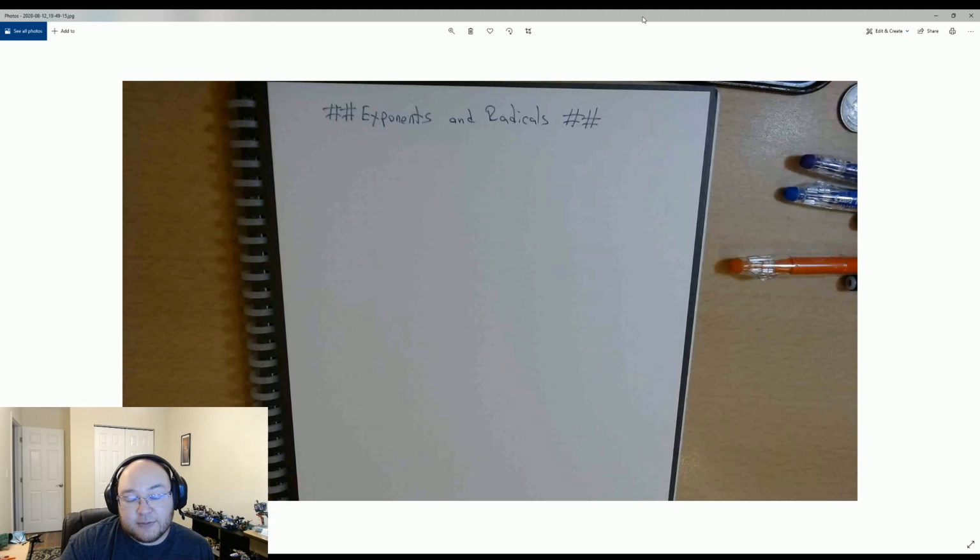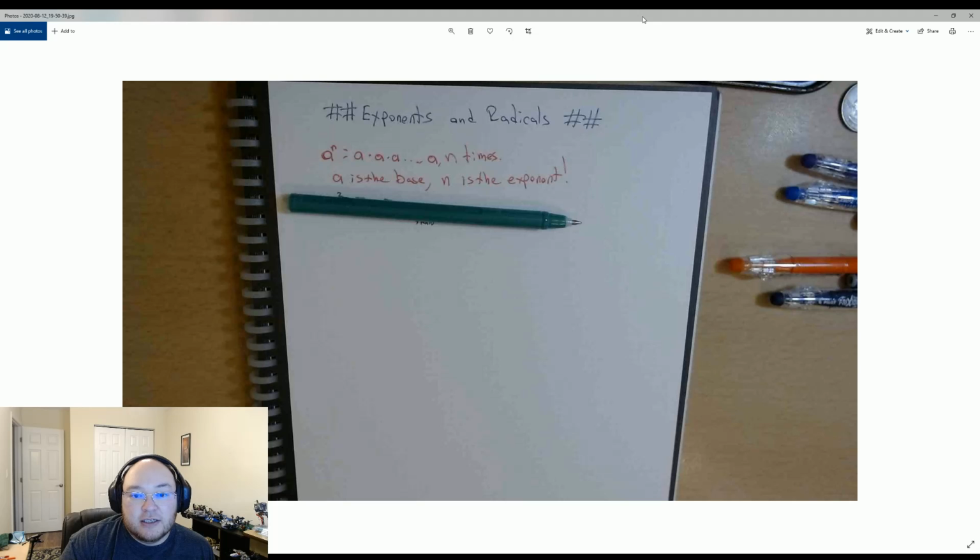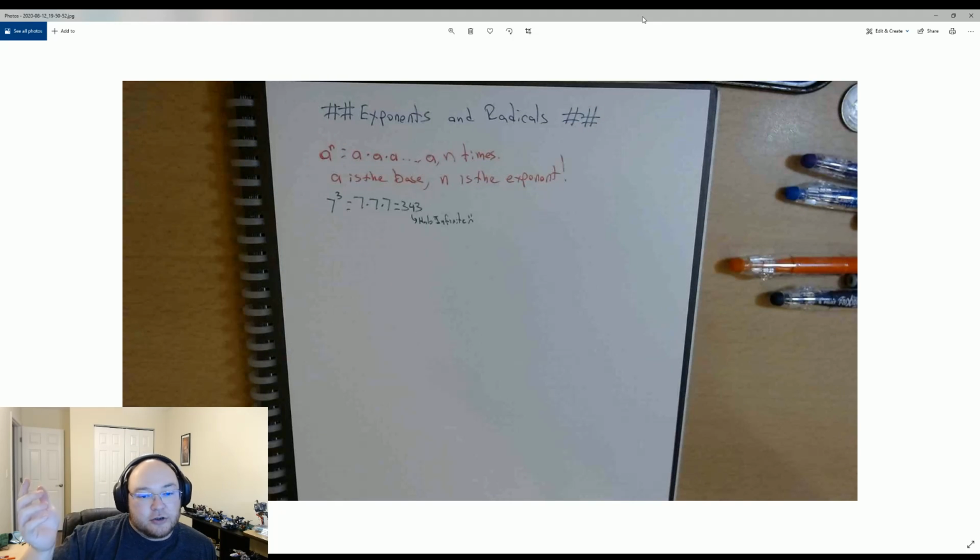So exponents and radicals. So a to the n is how you say that. And that a means a times a times a dot dot dot times a, n times. A, that big number, is always called the base, n is the exponent. So 7 to the third power means 7 times 7 times 7, 3 times, which is 343.